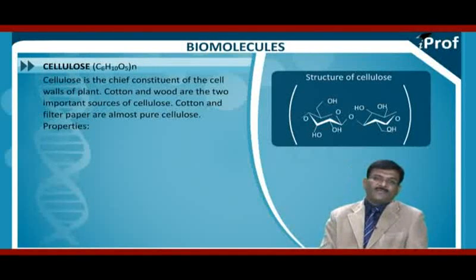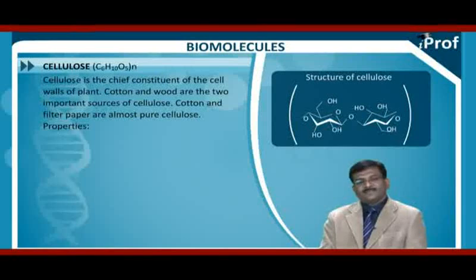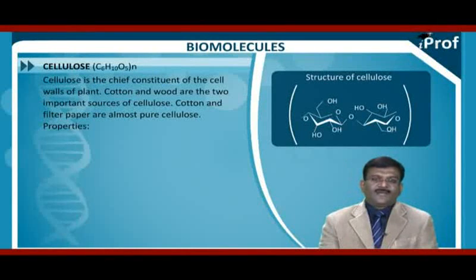It is insoluble in water and most of the organic solvents, but soluble in ammoniacal copper hydroxide solution, the Schweizer's reagent, from which it may be precipitated by the addition of acids, alcohols or salts. This property is utilized in the manufacture of artificial silk, commonly called rayon.